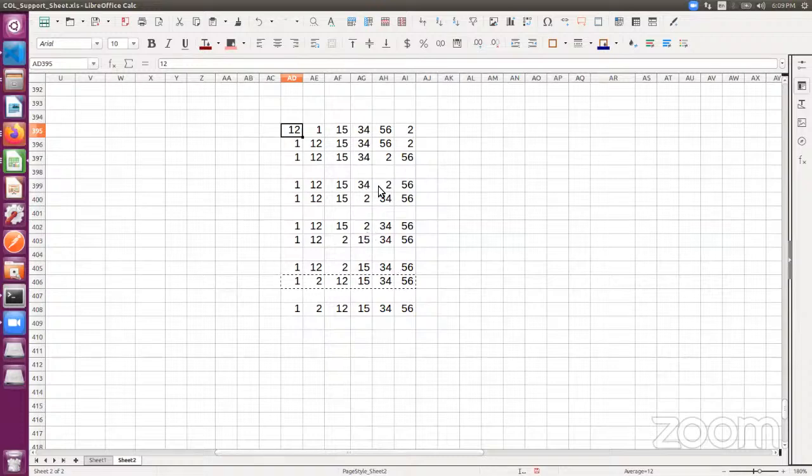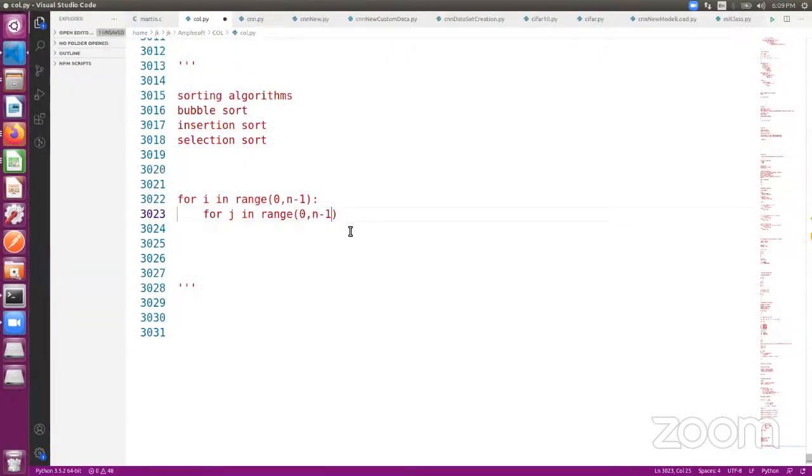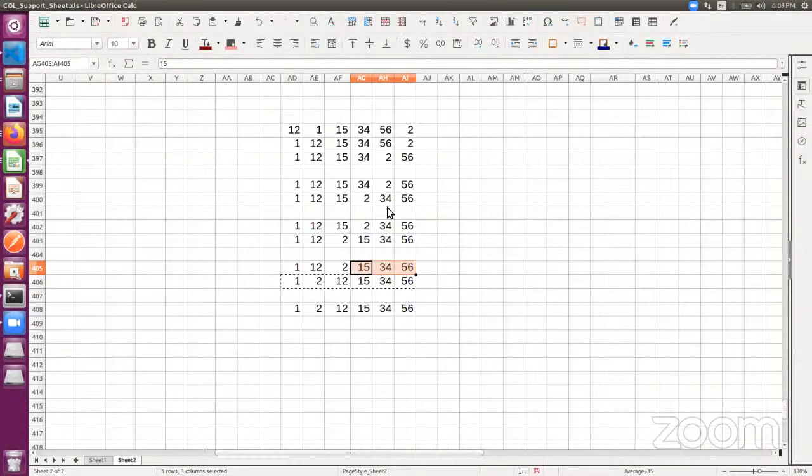So in the next iteration, I need not consider 56 at all. Okay. In the third iteration, I need not consider 34 and 56 at all. The fourth iteration, I need not consider three elements at all. So I have a track of the number of elements in I. So I'll just put minus I. Understood why I'm putting minus I? Yes. So every time I have to reduce the number of comparisons in the J loop. I have to stop here itself. That's why minus I.